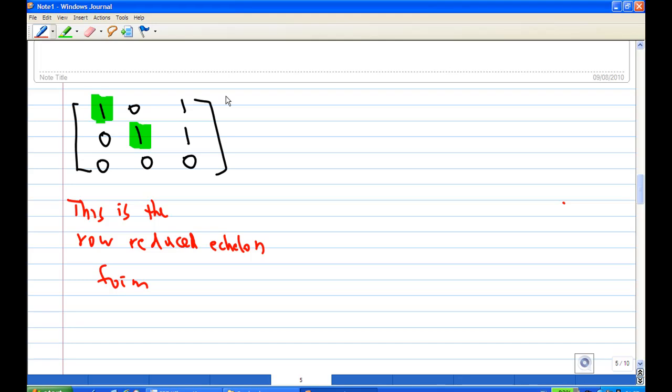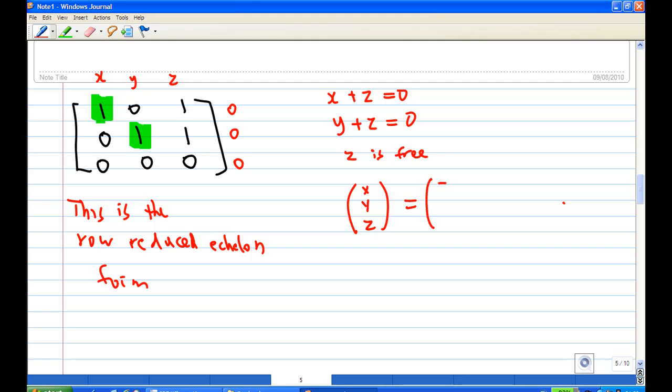Now what does this solution tell us? This tells us that if the right hand side is all 0, as we omit writing, it means that x plus z is equal to 0, y plus z is equal to 0, under the columns of x, y, z, and z has no leading one, so z is free. Therefore, the solution we obtain is x equal to minus z, y equal to minus z, and z is free.